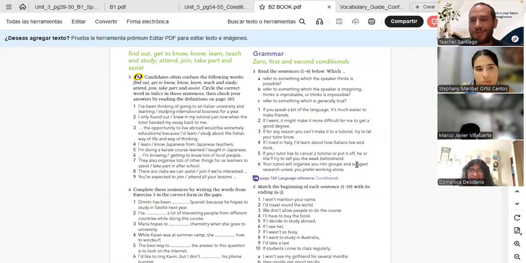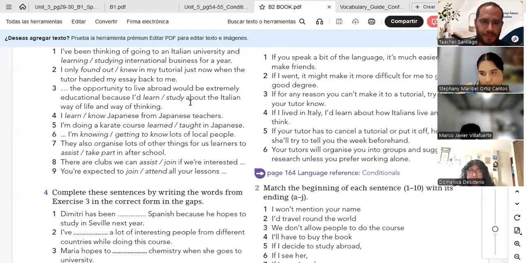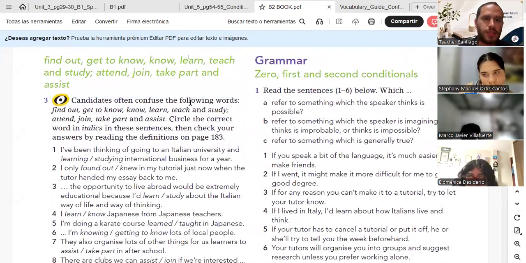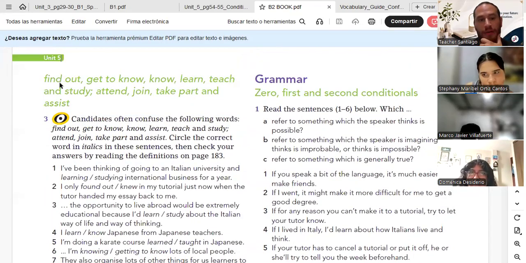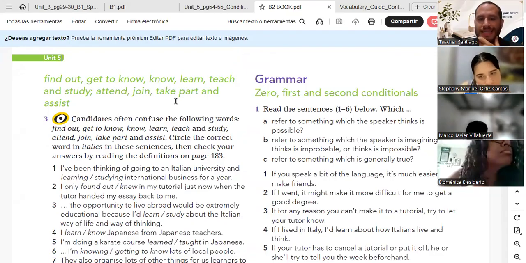And to talk about conditionals, okay? Zero, first, and second conditional, but first of all, we're going to pay attention to these words. So, it says, vocabulary: find out, get to know, learn, teach, and study. Attend, join, take part, and assist.